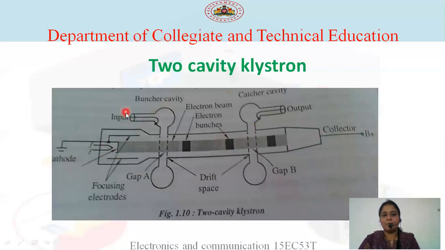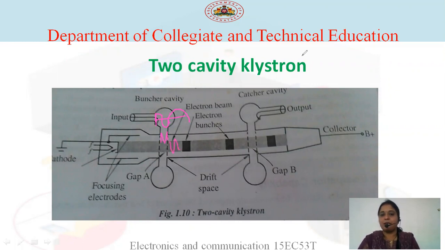But if you apply the input signal, then what will happen? Once the input is applied at the input cavity, or the buncher cavity, the input RF field will be there. That will affect the velocity of the electrons, because there is a positive cycle and a negative cycle. Whenever the positive cycle comes, electrons will be accelerated. And whenever the negative cycle comes, the electron speed will be reduced.